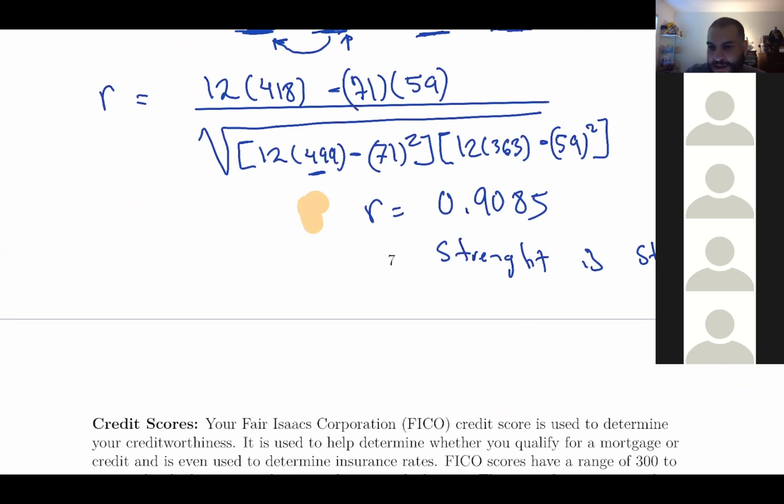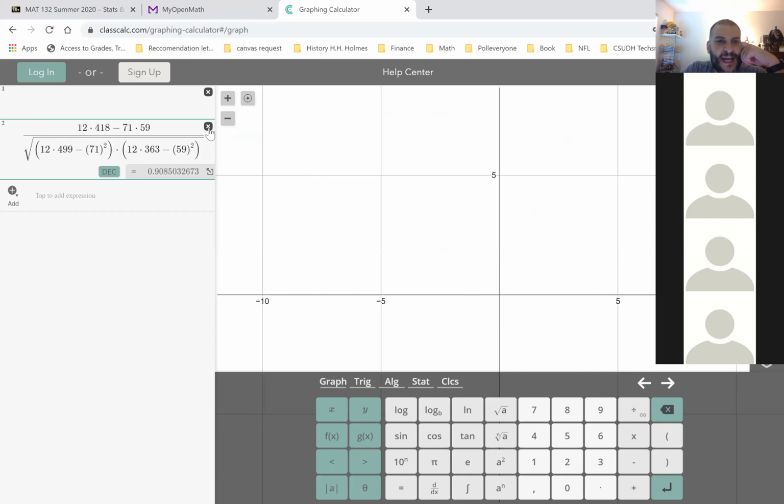All right, some of you were asking, is there an easier way to do this? The answer is yes. The way we could do this is by using ClassCalc. So I'm going to transfer over to ClassCalc so I can show you how to do this. Also, if you saw the video I said to watch for today's class, that should have given you a head start on how to do it on ClassCalc.